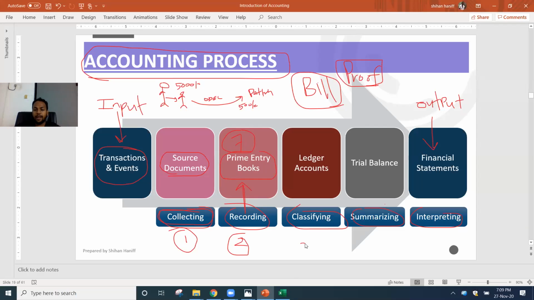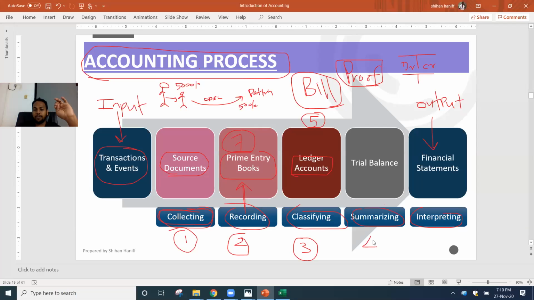In the third step, you classify using ledger accounts. Ledger accounts are T accounts. They have a debit side and a credit side. There are 5 types of ledger accounts, and we will learn all five: assets, liabilities, income, expenses, and capital. So we classify the assets separately, liabilities separately, capital, income, and expenses. So the third step is classifying.